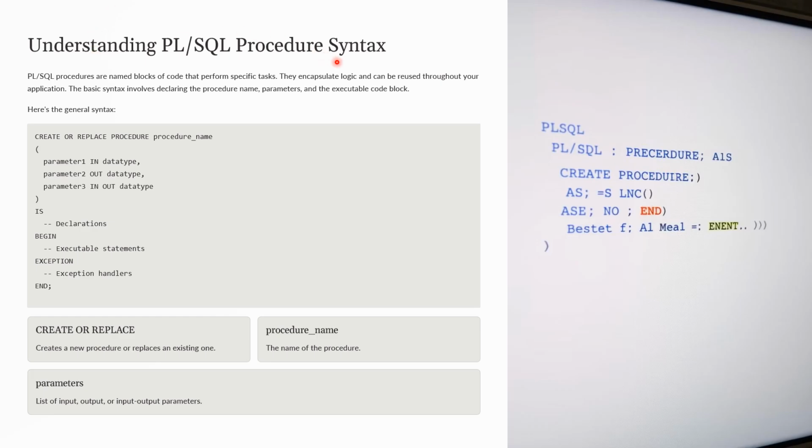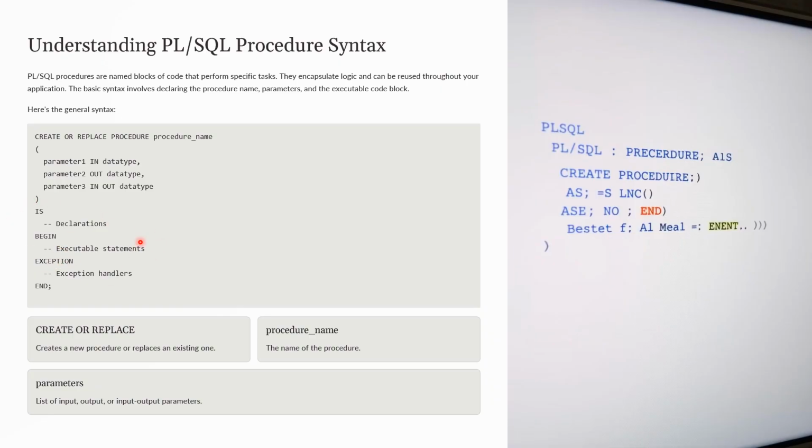Coming to understanding of a PL/SQL procedure, these are named blocks of code that perform a specific task. They encapsulate the logic and can be reused throughout your application. The basic syntax is create or replace procedure name. You have three types of parameters: IN, OUT, and IN OUT. And IS is a keyword, after which you will be followed by a declaration and BEGIN.